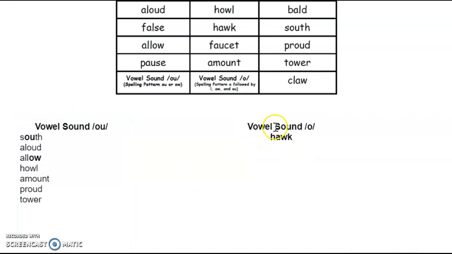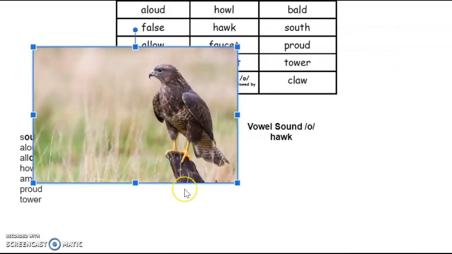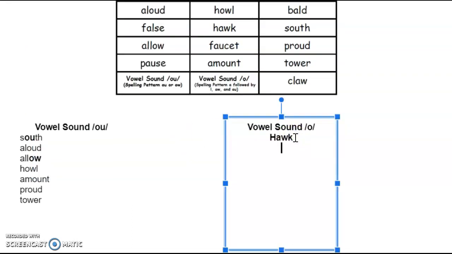So now let's talk about the vowel sound ah, as in hawk. Here is a picture of a hawk. That's what a hawk looks like. It's a type of bird. Another word that has the ah sound is false.